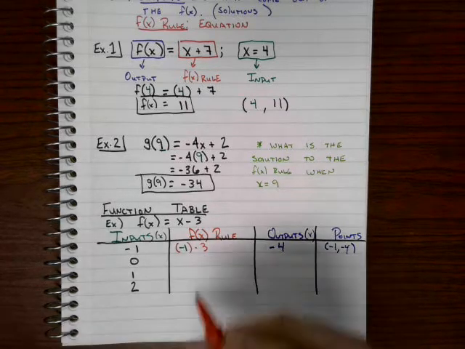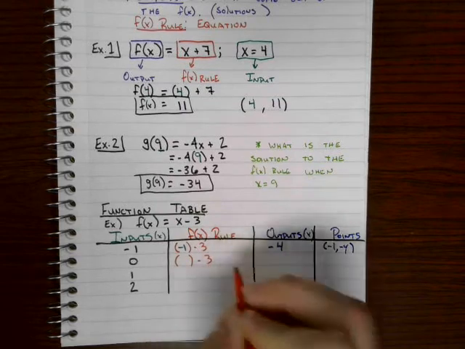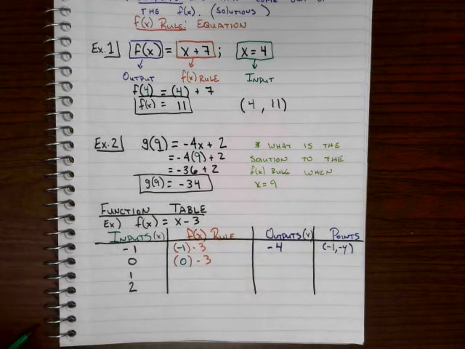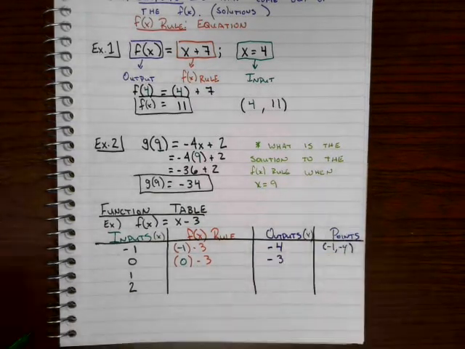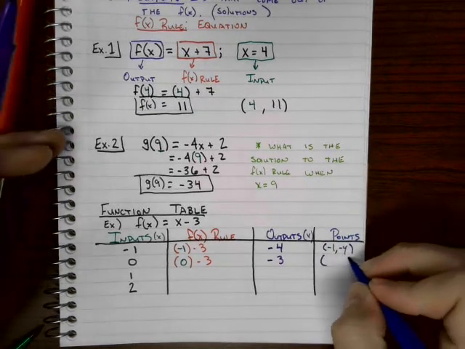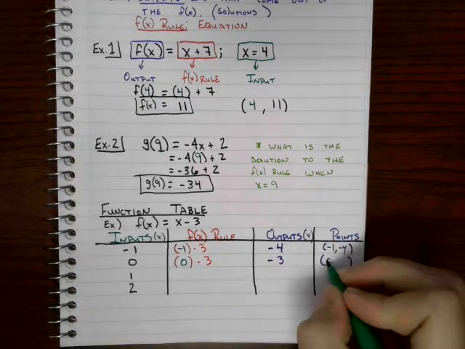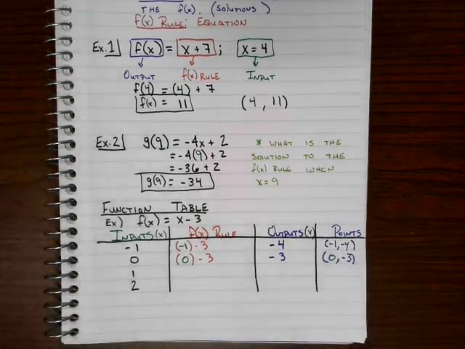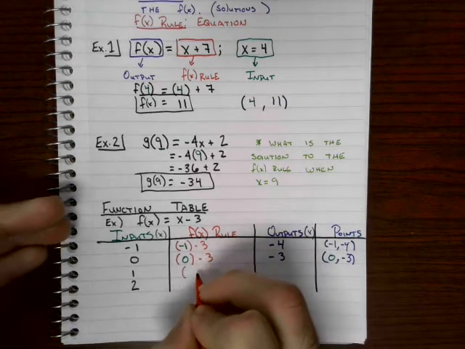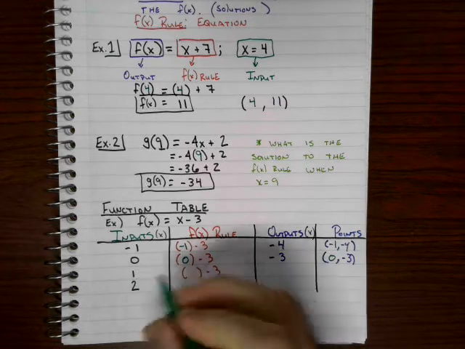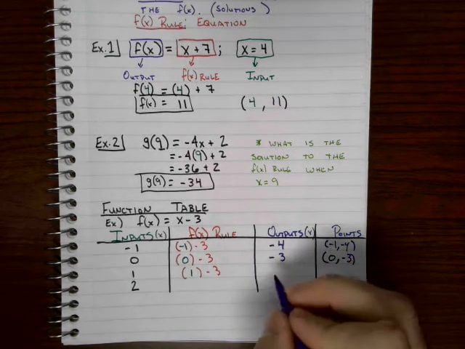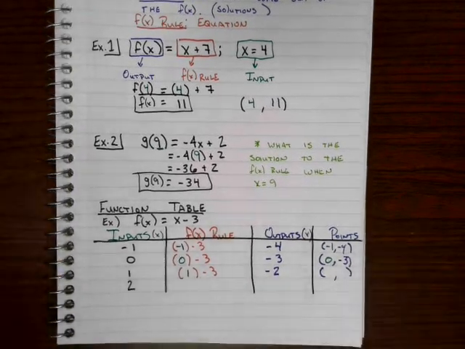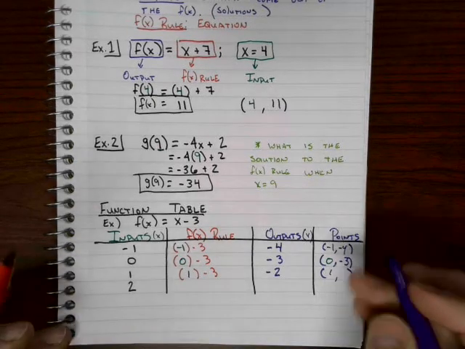So then my next one here, parentheses -3. What goes in these parentheses? My input, which is 0. 0 minus 3 is -3, which means my coordinate point is going to be 0, comma, -3. That's another point. And we would do the same for all of these. So now I would have parentheses -3. What goes in those parentheses? My input. 1 minus 3 is -2. And my coordinate point would just be 1, comma, -2.